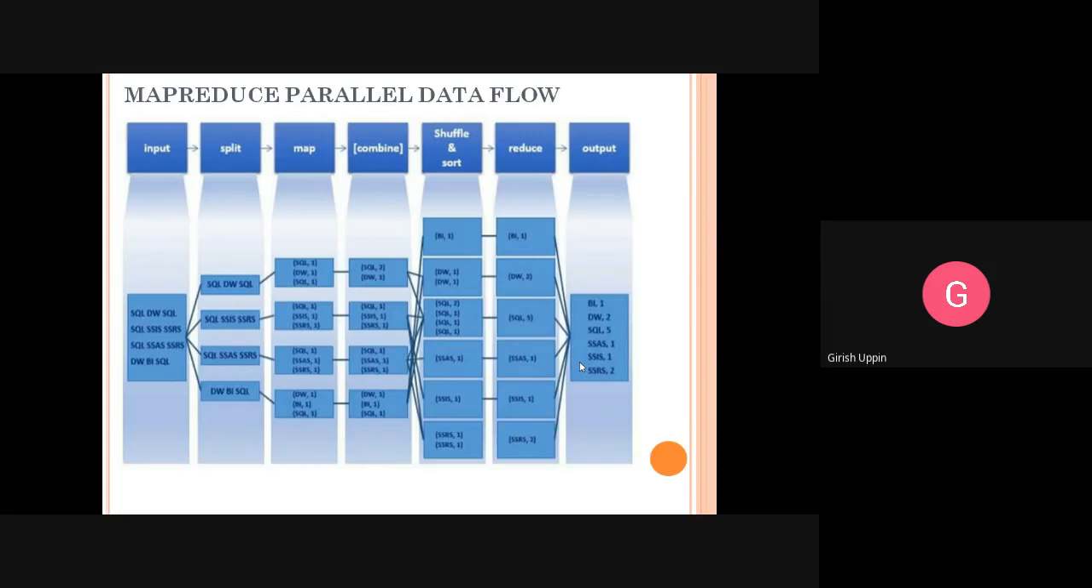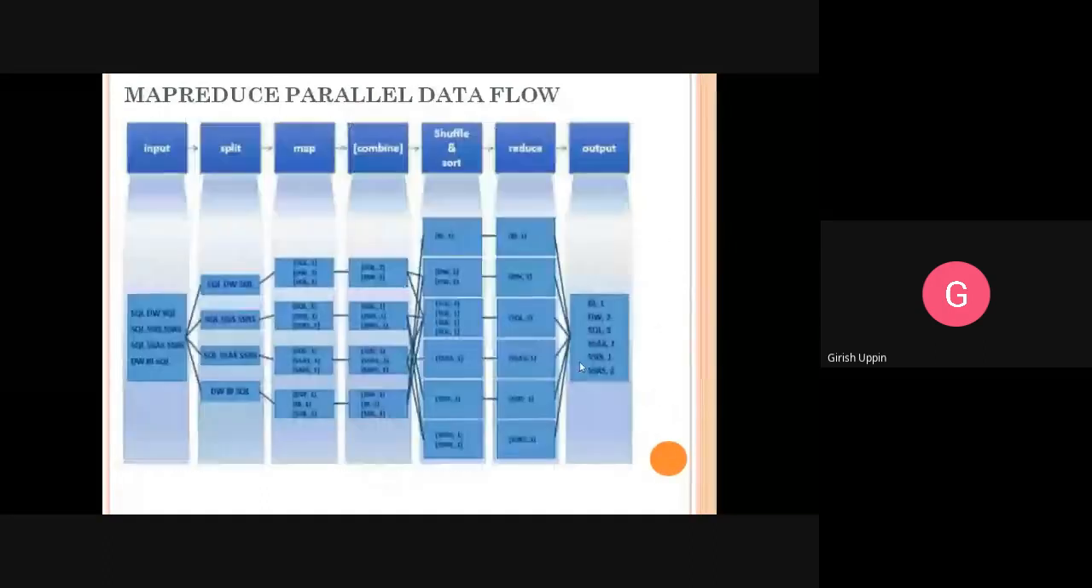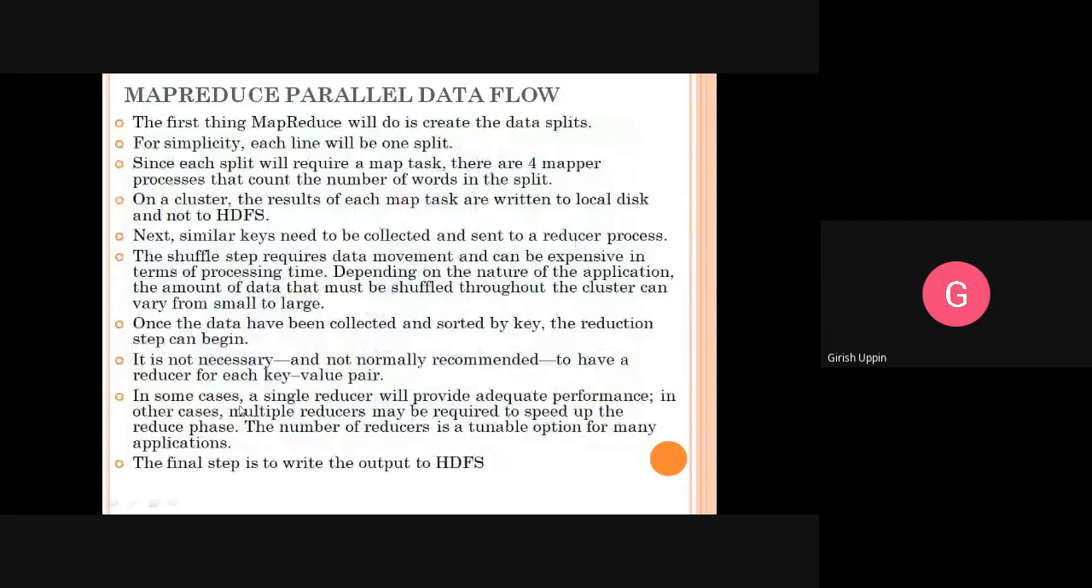There is a different example given in the book that is also along similar lines, where they don't have the combine stage. So, MapReduce parallel data flow. The first thing MapReduce will do is create data splits. As we see here, the data splits are created. For simplicity, each line will be one split. As I told you, each line is one split.